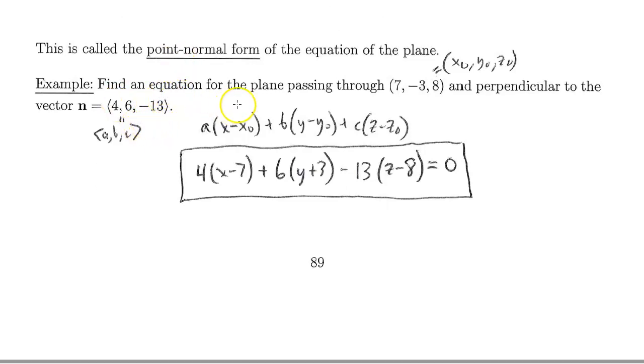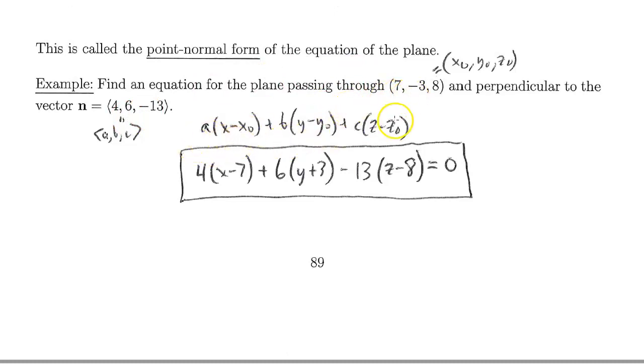Find an equation for the line that passes through (7, -3, 8). So in other words, the plane, find the equation for the plane that passes through this point, or in other words, this point is on that plane, and is perpendicular to this vector n, (4, 6, -13). In other words, n is a normal vector to the plane. So how do we do this?